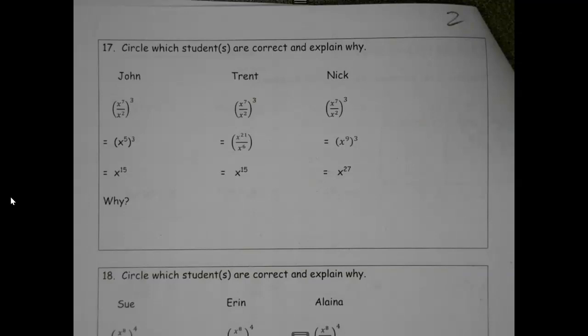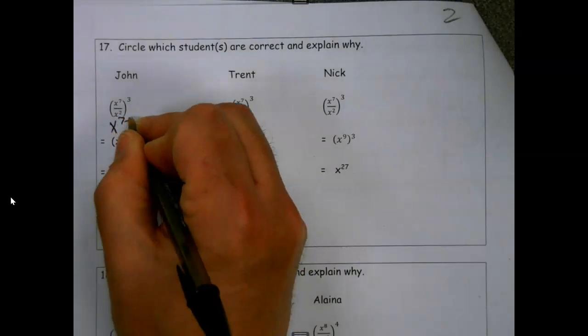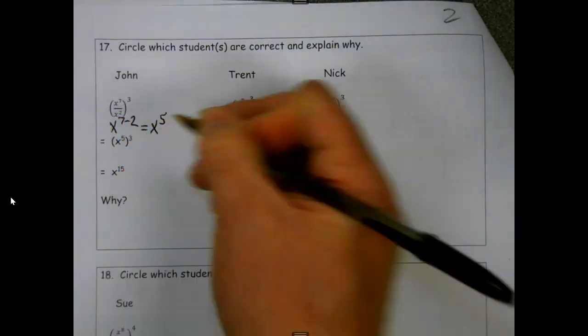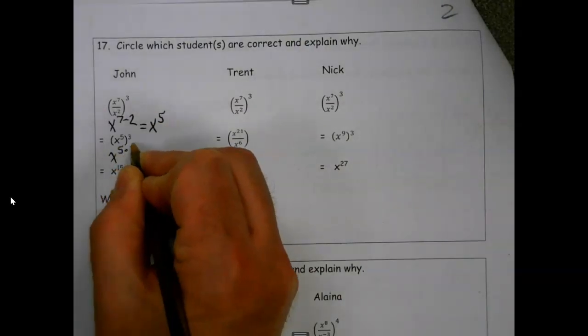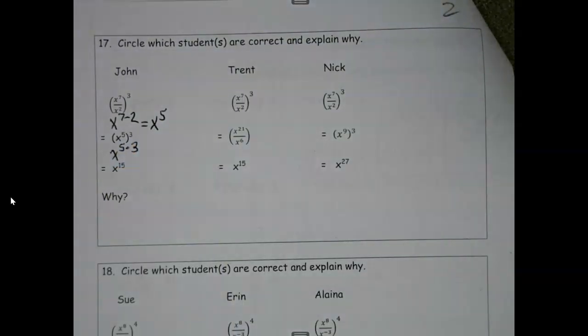Okay, so they all are doing the exact same problem, but they're all doing it a different way. So I look at John here, I'm like, okay, John, what are you up to here? Ooh, okay, I see what you're doing. To get from here to here, John did x to the 7 minus 2 because that's what we do when we divide. There's my x to the 5th. What do we do when we go power to power again? We multiply the exponents. So 5 times 3 is 15. John is good. John did it right. He followed the rules.